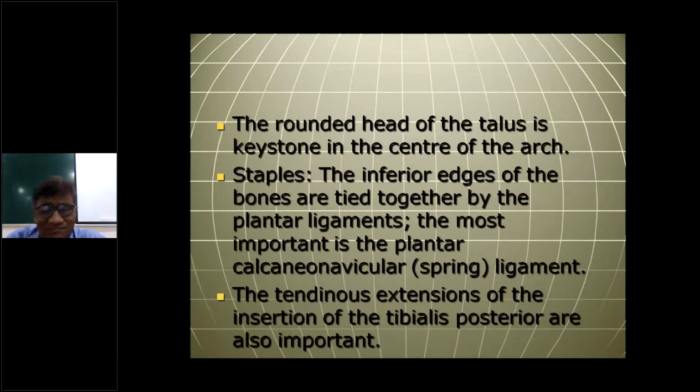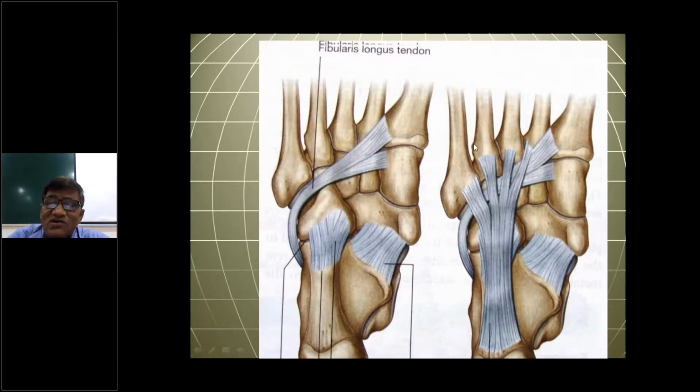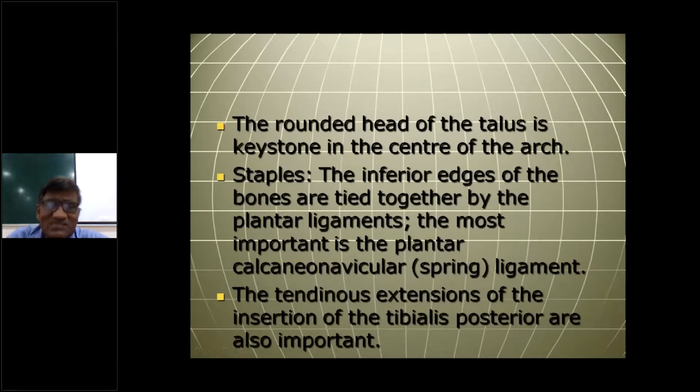Now staples. Staples should connect all the bones together. The inferior edges of the bones are tied together by the plantar ligaments. If you see this kind of picture, you're not seeing all ligaments. All bones are connected by many plantar ligaments. But the most important for our medial longitudinal arch is this one. This is called the plantar calcaneo-navicular ligament. I told you already, the spring ligament, which extends from the sustentaculum tali of the calcaneus to the navicular bone. So there are many ligaments which connect all the bones.